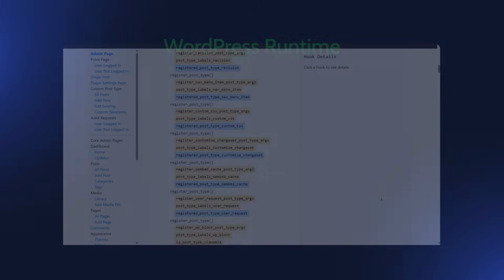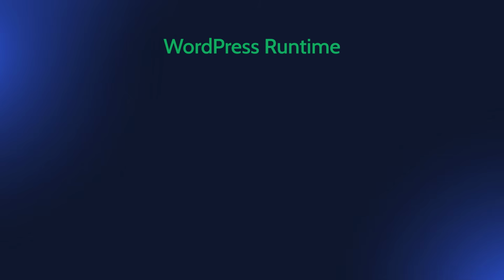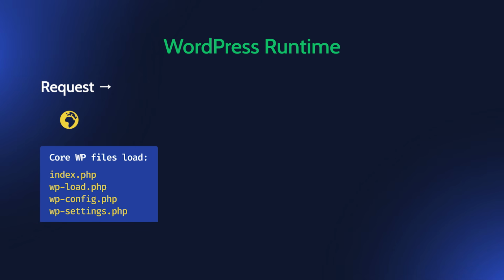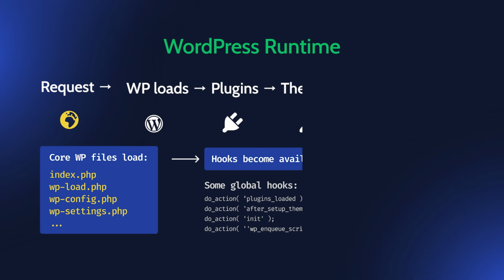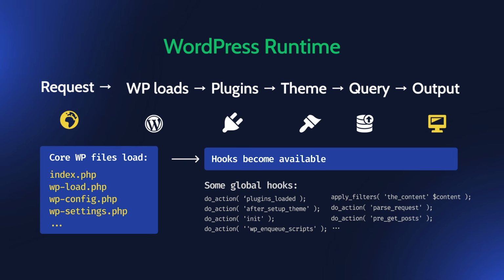Before that, let's take a look at the WordPress runtime. When you click the website link, the first thing that happens is the request. At this point, the core WordPress files load, such as index.php, wp-settings.php, and so on. They in turn load the rest of the required files. And this is when the hooks become available.